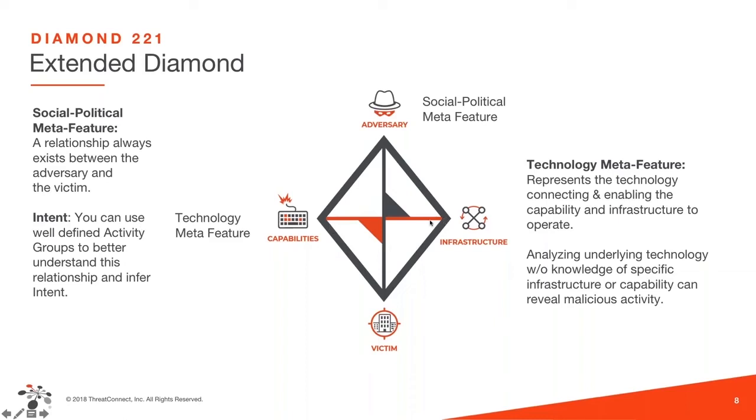Similarly, if you look across this axis, the technology meta feature, you can hunt activity that has nothing to do with a given adversary or victim necessarily, but might exploit a given vulnerability, or might be looking for specific types of infrastructure to launch attacks from. And then you might discover from that compromised infrastructure, or discovering attempts at exploiting a given vulnerability, new victims, or you might discover new adversaries.